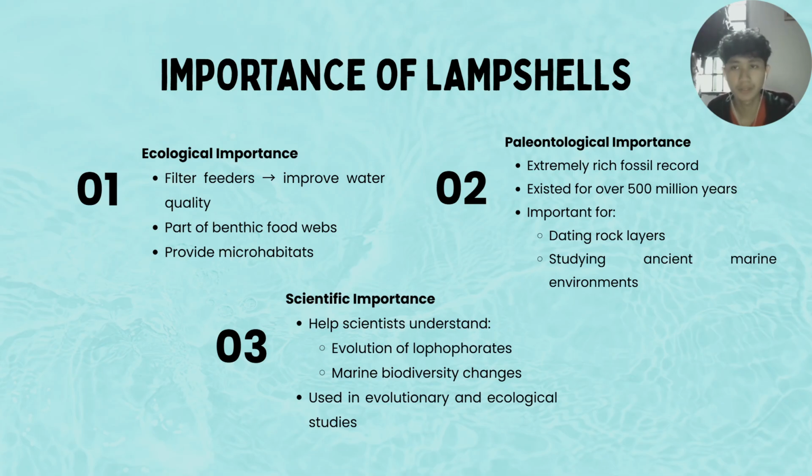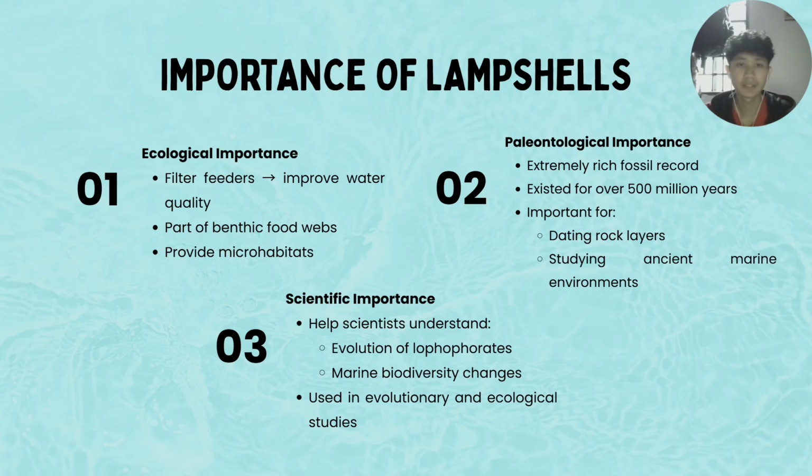So for ecological importance, lamp shells act as filter feeders, helping to maintain water quality by removing suspended particles. They are also part of the benthic food web, serving as prey for certain marine predators. So the second is paleontological importance.